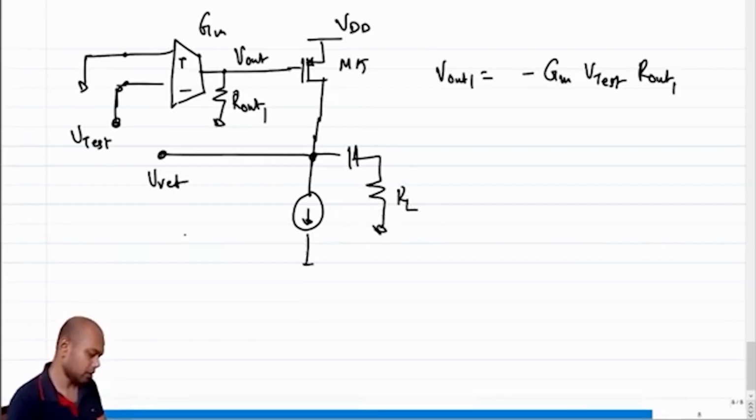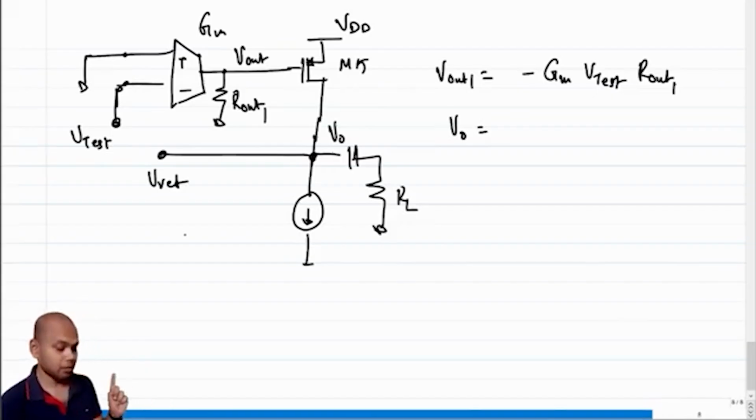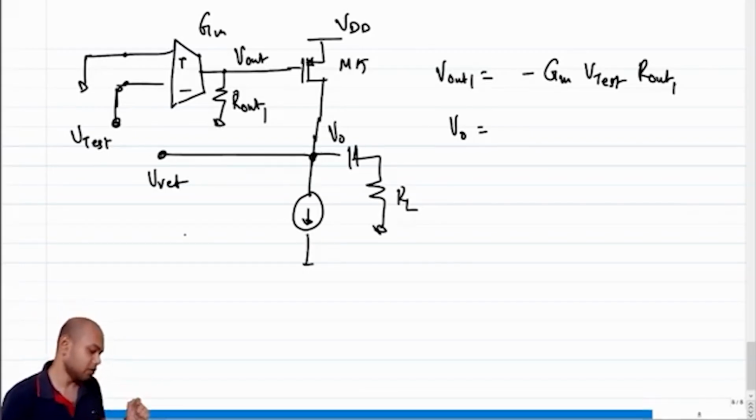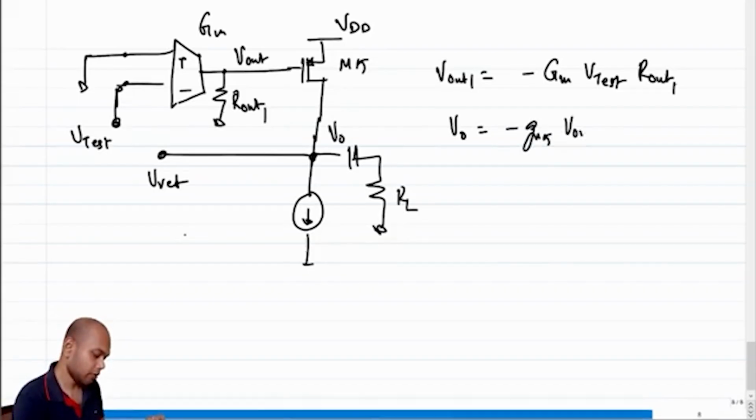Okay, so what is VO? You will soon see a problem. So let me go ahead with this. VO is, now note that this is a common source stage, so there is another inversion. So VO is minus GM5 times V out 1, right? So that should be small, right? This is V out 1, this is VO.